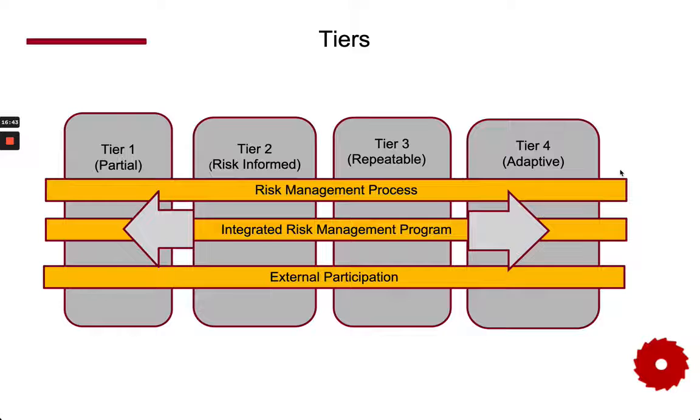So in tiers, partial means that an organization may have those categories and subcategories implemented partially in an ad hoc manner. It's not always done. Roles and responsibilities are not clear. There's not a lot of consistency. When we talk risk informed, it means there is a little bit more consistency. People are going to be doing things in a way that makes sense for the organization. And then repeatable is a repeatable process, right?